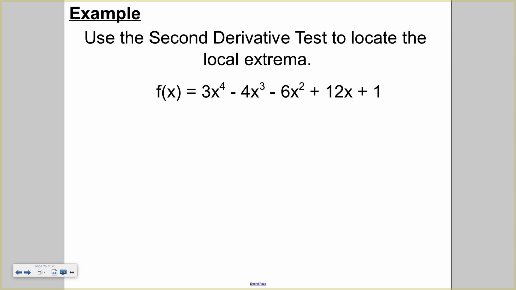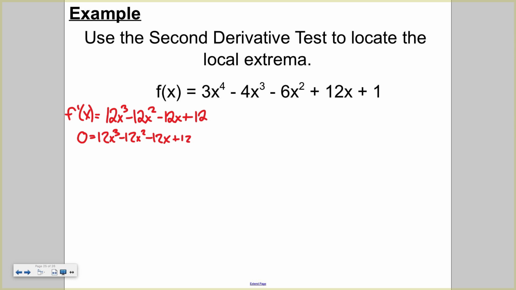Alright, so we found out the first derivative of this guy was 12x cubed minus 12x squared minus 12x plus 12. And then we set this guy equal to 0 because we're looking for our critical points, which are our possible local extrema. And when we did this, we were able to determine that x is equal to positive or negative 1. And again, these are our critical points.